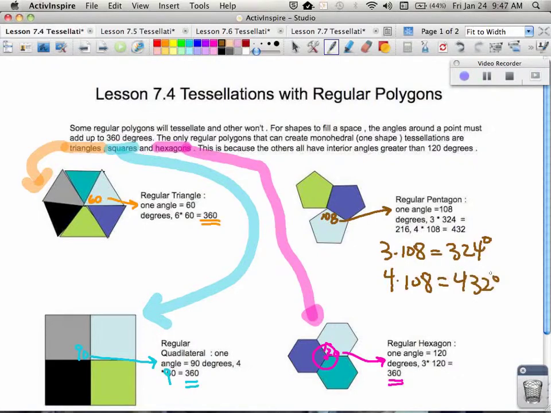So the only 3 figures that work are regular triangles, regular quadrilaterals, which we call a square, and then regular hexagons. Again, this is to create something called a monohedral, or in other words, only one shape, meaning only a triangle, or only a square, or only a hexagon.